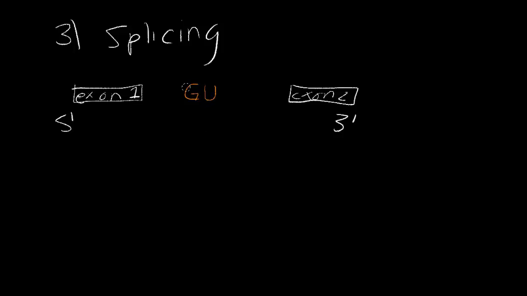So here at the 5' end, we have this GU area. And at our 3' end, what are we going to have? We're going to have an AG area.